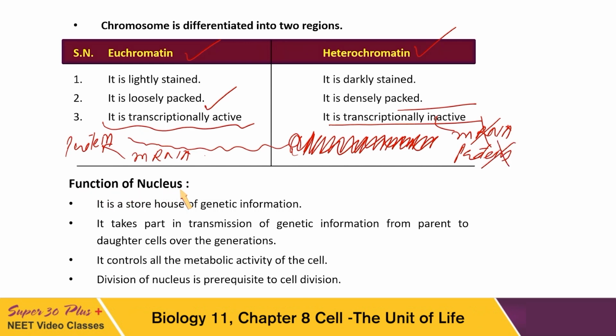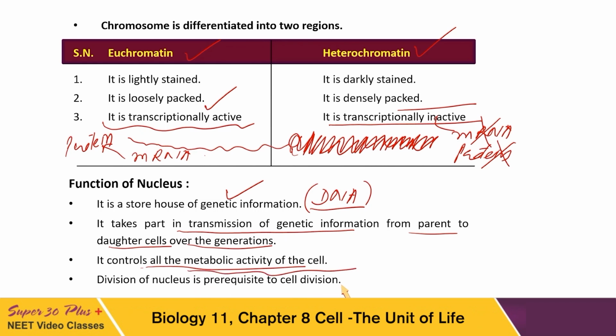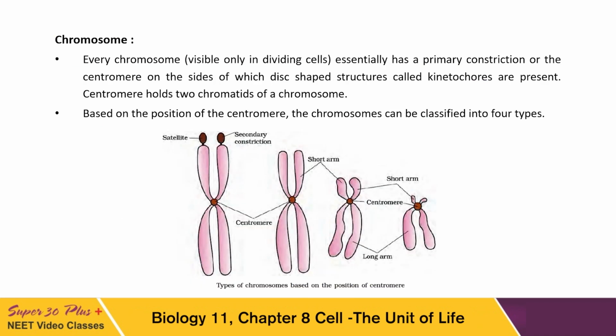Function of nucleic acid, we can summarize: storehouse of genetic information, that is DNA. It is present in a nucleus, and takes part in transmission of genetic information from parent to the offspring, that is daughter cell, from generation to generation. It controls all metabolic activities because it will make the enzymes which will control the activity of the cytoplasm. Division of the nucleus is a prerequisite to the cell division, because when the cell divides, the nucleus has to divide. Okay, come to the next part now.